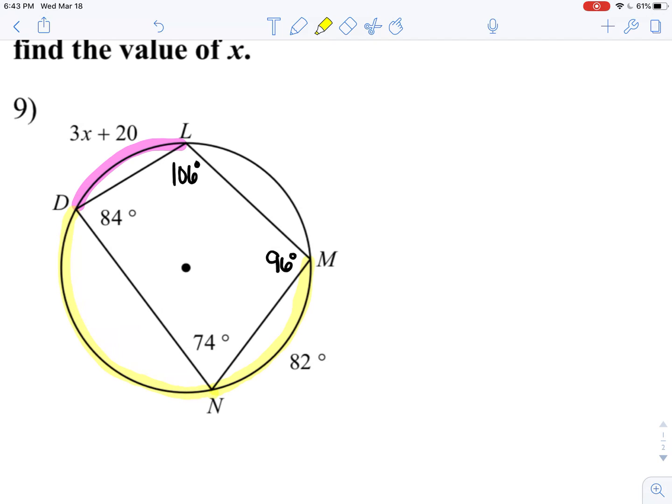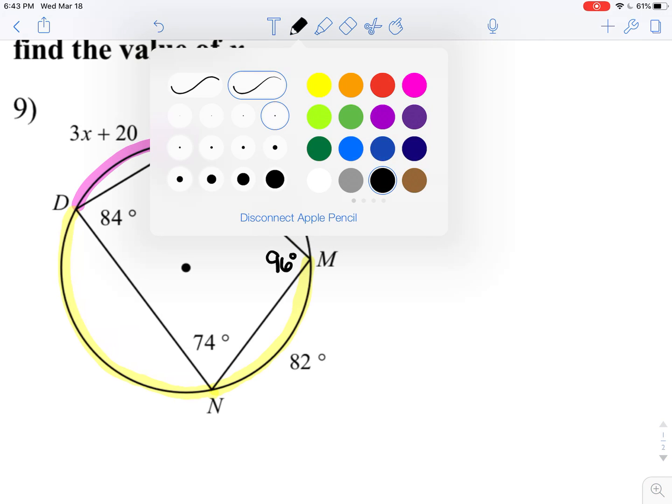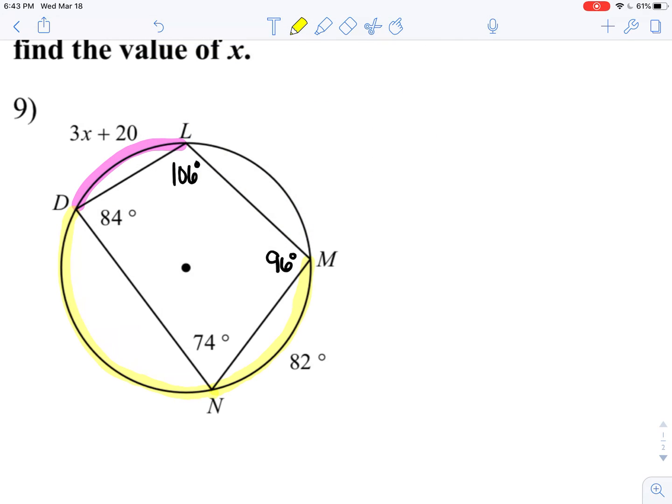So let's start with DNM first. Okay, and what angle is going to intercept DNM? We can just look at what letter is not being used in that arc name. So DNM, the only letter not being used here is L. And sure enough, L intercepts that arc. L has its endpoints at D and M.